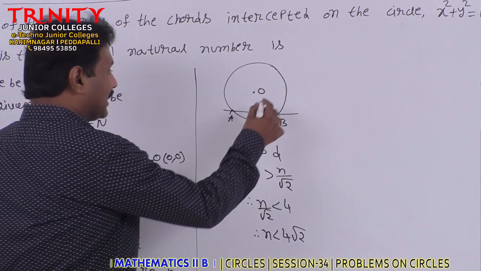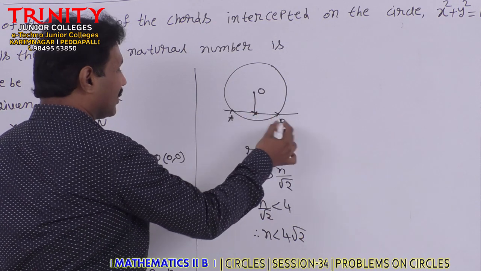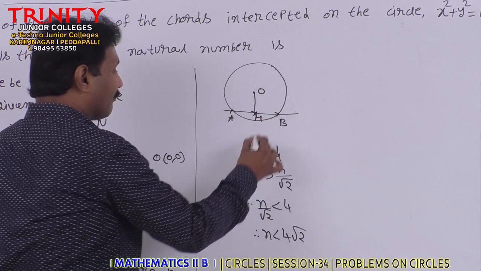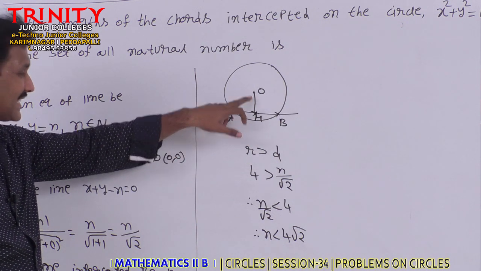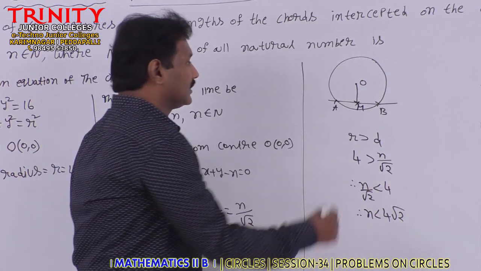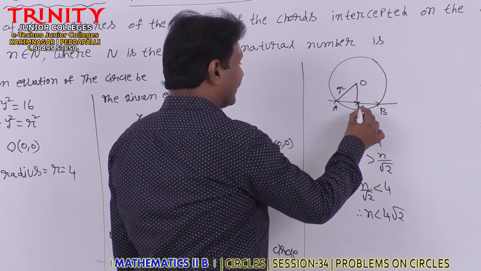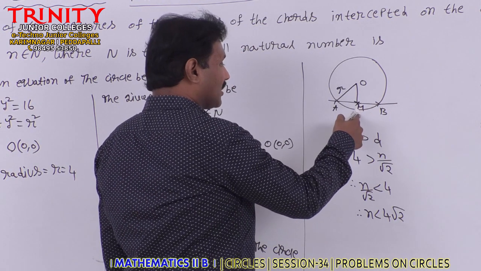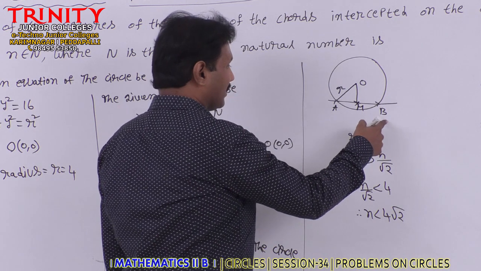We know that the foot of the perpendicular from the center is the midpoint of the chord. This is the radius. M is the foot of the perpendicular from the center. Indirectly, that is the midpoint of the chord AB.